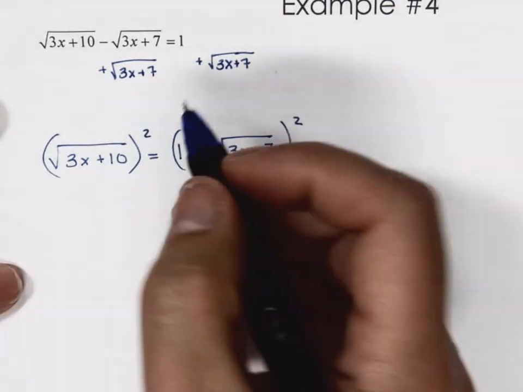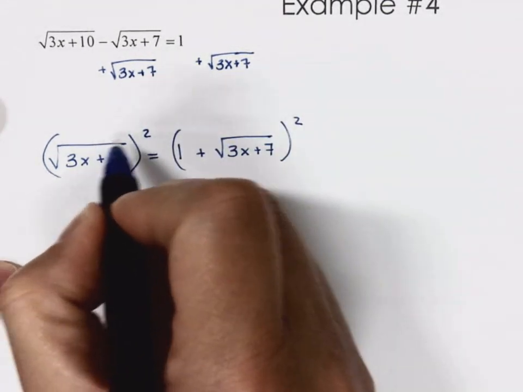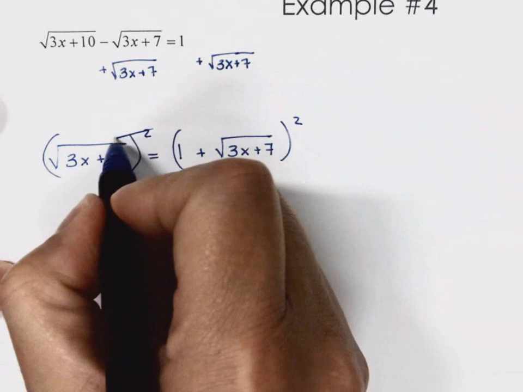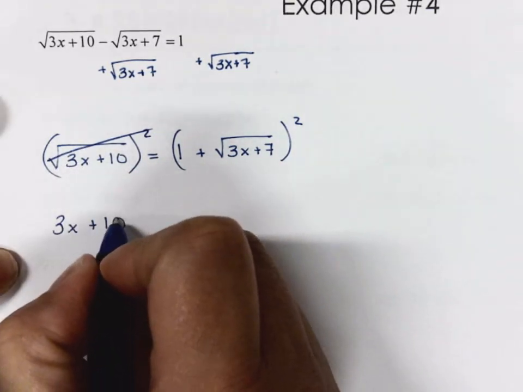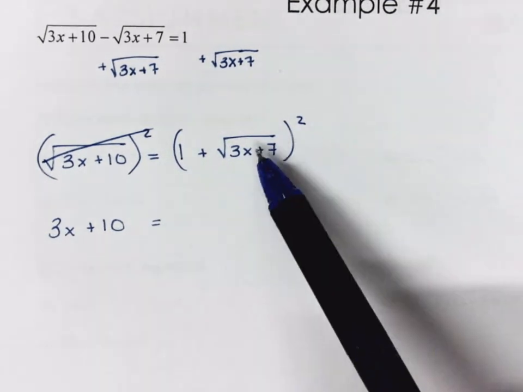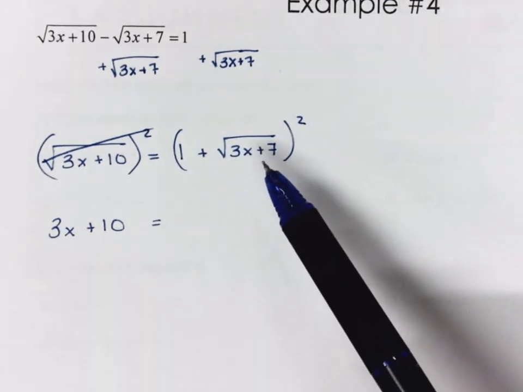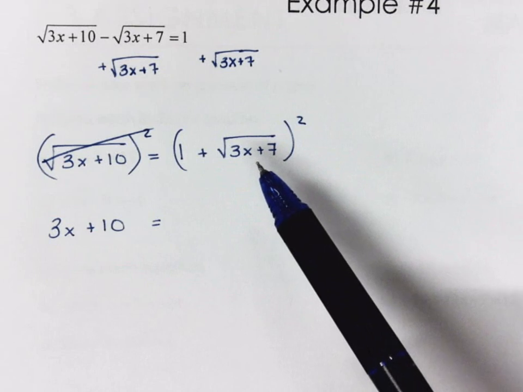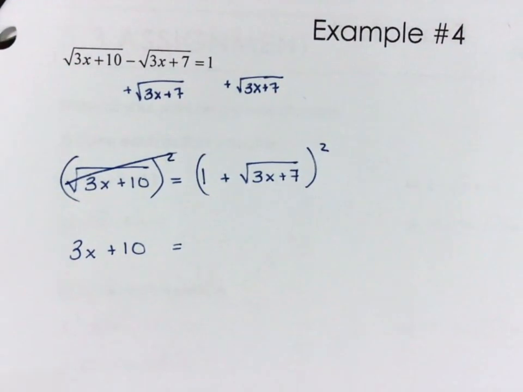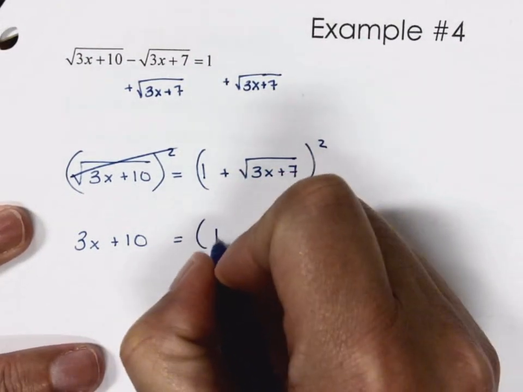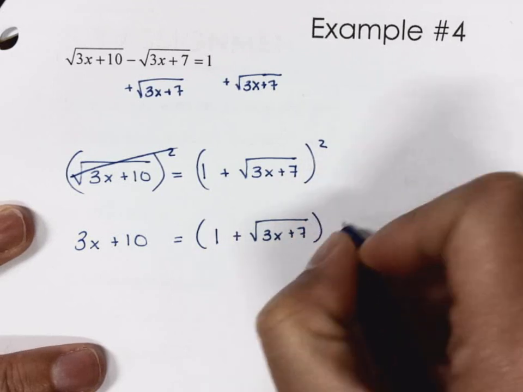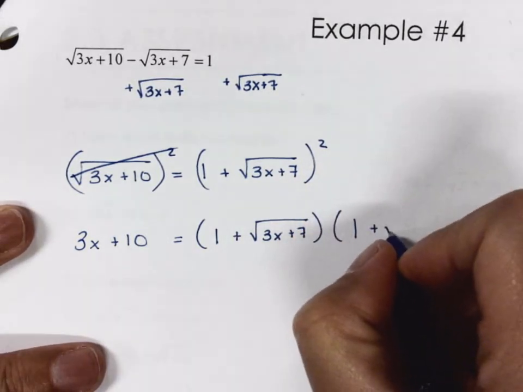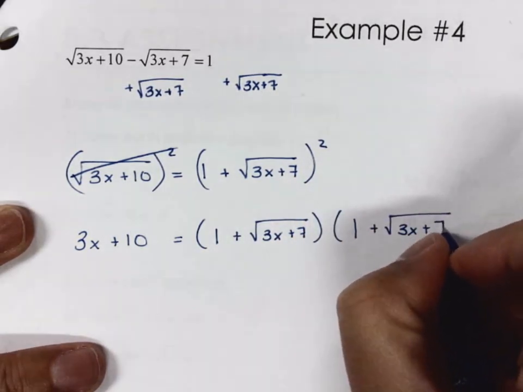All right, left-hand side, super easy because I have 1 square root and 1 squared. So those just cancel each other out and I'm left with 3x plus 10. This one is a binomial. You treat it the exact same way that x minus 4 we did on the other side. You have to expand it because it's a binomial. So 1 plus root 3x plus 7 times 1 plus root 3x plus 7.